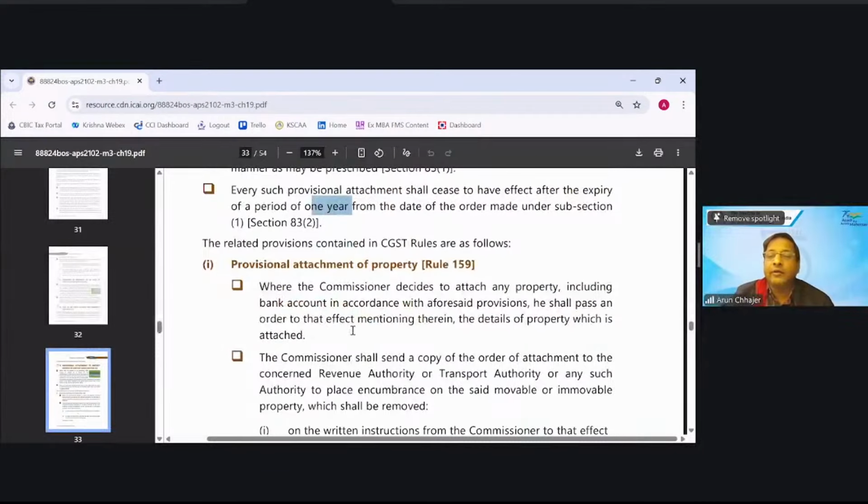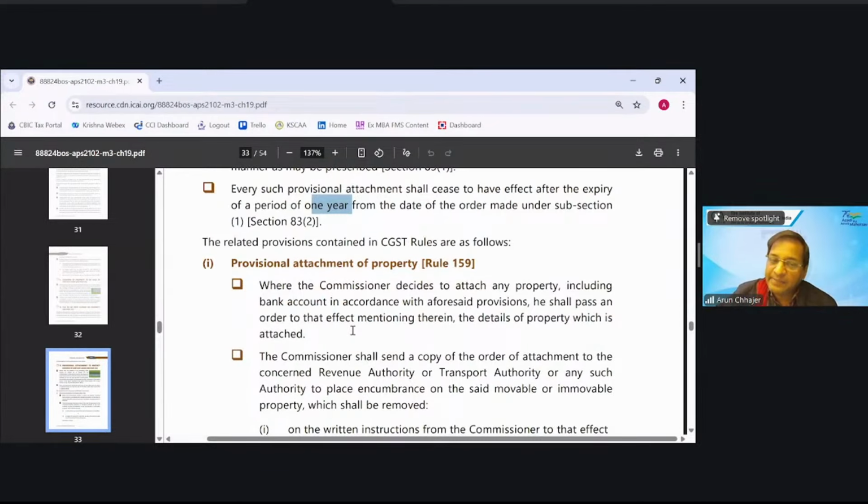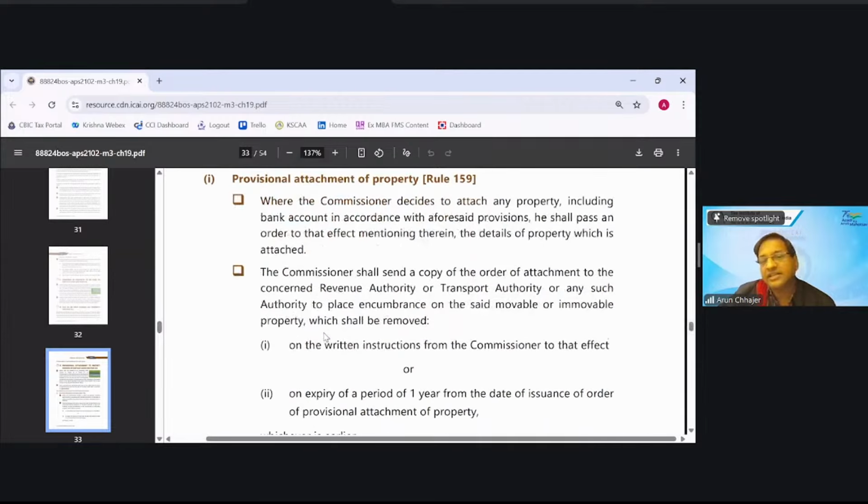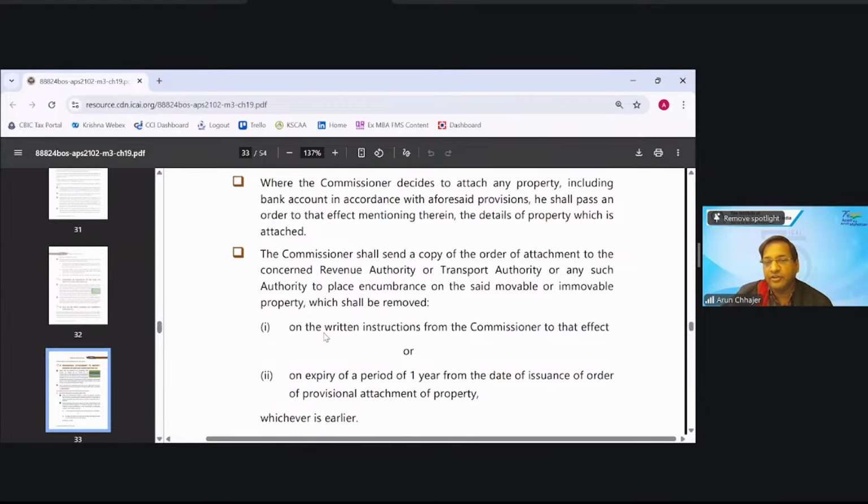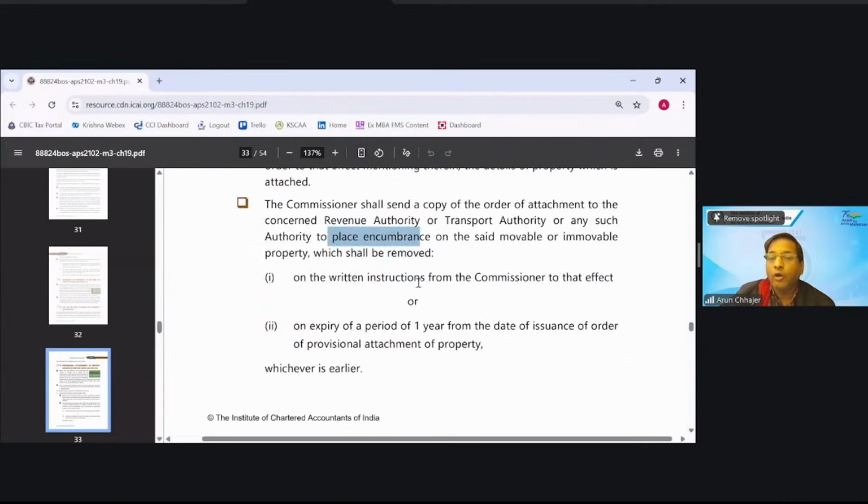Rule 159, where the commissioner decides to attach any property including bank account in accordance with the aforesaid provision, he shall pass an order to the effect mentioning therein details of the property which is attached. Commissioner shall send a copy of the order of the attachment to the concerned revenue authority or transport authority or any such authority to place encumbrance on the said movable property, which shall be removed on the written instruction from the commissioner or expiry of the 1 year, whichever is earlier.